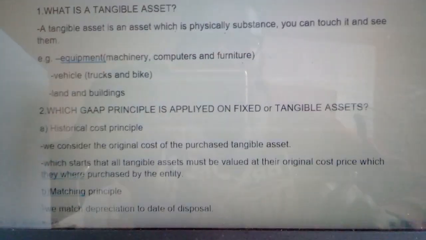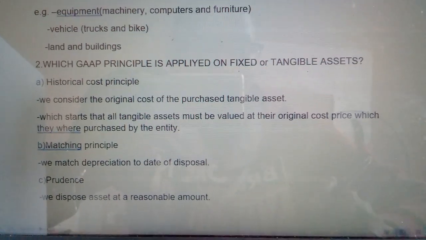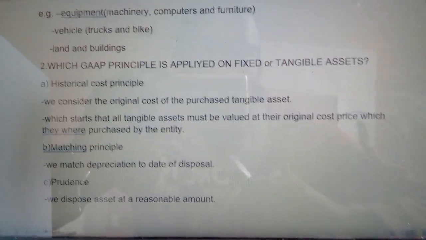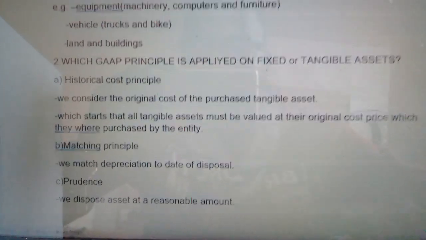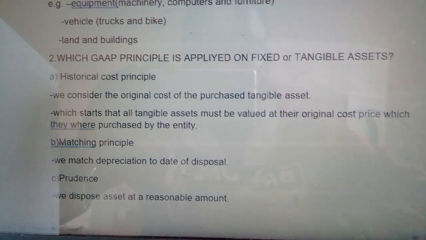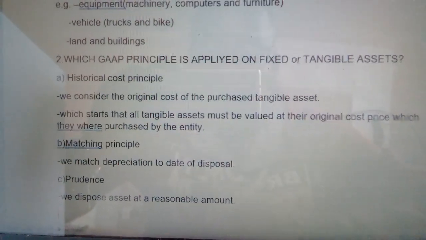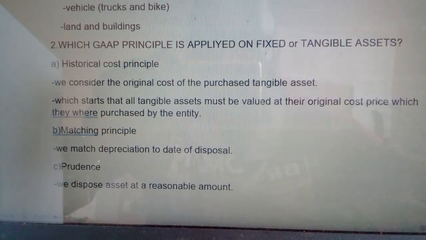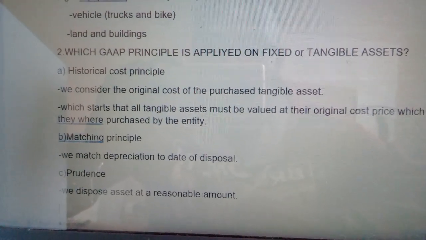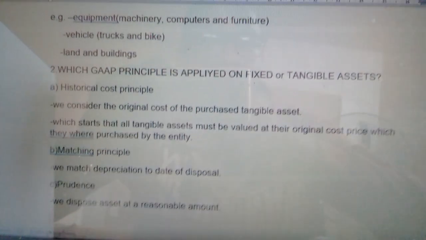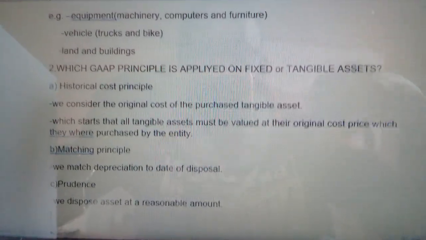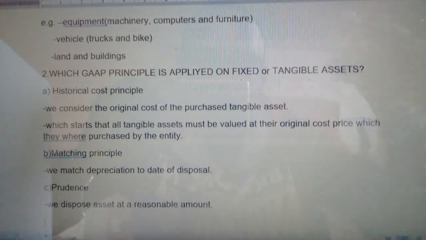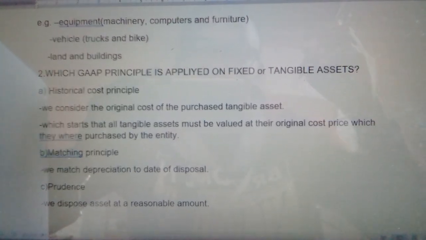We have three GAAP principles which will be applied in this topic, fixed and tangible assets. The first GAAP principle is historical cost. We consider the original cost of the purchased asset, which states that all tangible assets must be valued at the original cost price they were purchased for. It means all our assets will be recognized using the cost price and also derecognized using the cost price. When we dispose of the asset, you take out the cost price.